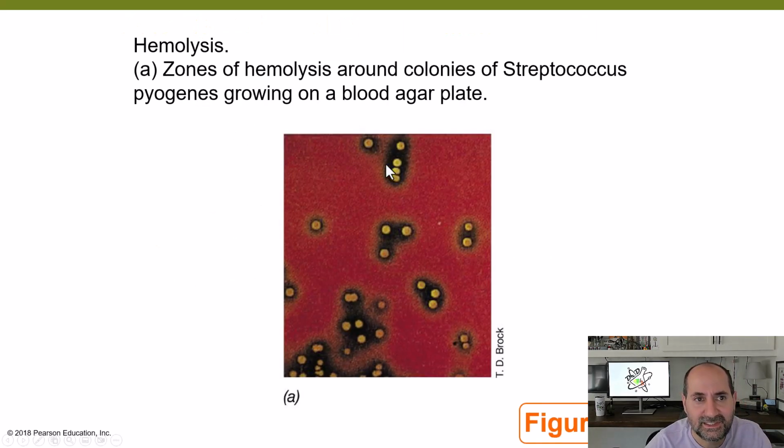Here you can see these hemolysins at work. This is a blood agar plate, and you can see the Streptococcus pyogenes colonies growing on the plate. And notice how we have beta hemolysis. We have clearings around these colonies. That's because of the alpha toxin, which is breaking down the erythrocytes and clearing this blood from the immediate area.